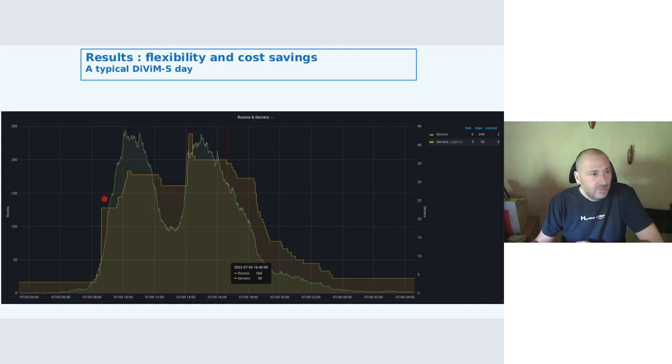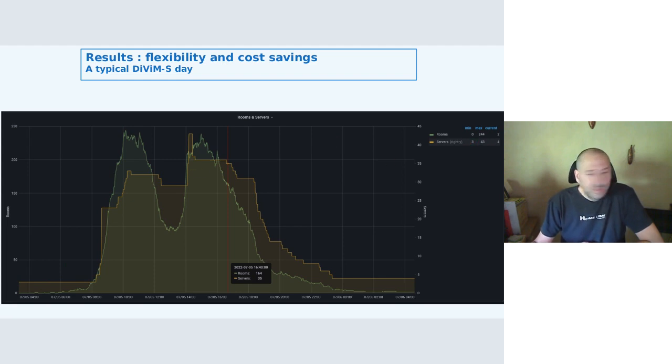So you can see on the diagram the evolution of the number of active conferences, the green line, excuse me, this is the rooms here. The minimum is 0 and it goes up to 244. The scale is on the left. And the number of active BigBlueButton servers is this yellow line here. You have the legend here, and it goes down to 3 servers and up to 43 servers during the day.